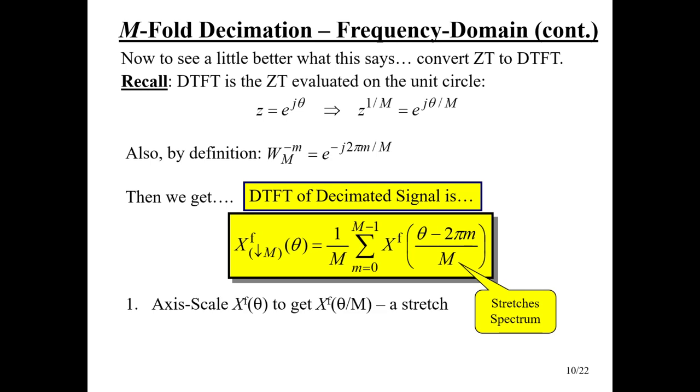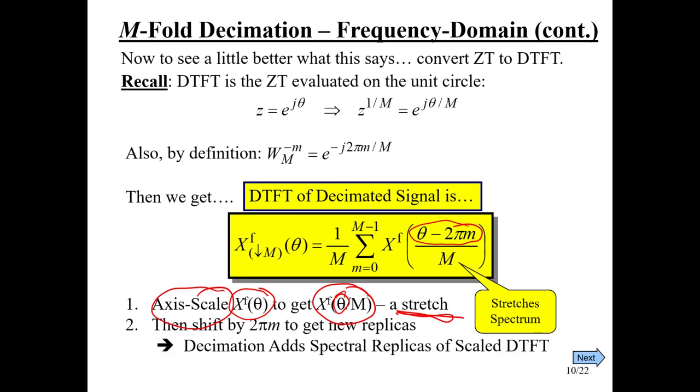So that's the idea. Here's how we think about this. We take X^F of theta and we axis scale it. That's the stretch to give this. And then we take the theta here and replace it by that. That's the shift. So we shift by 2 pi m to get new replicas. And so, no surprise, decimation adds some additional spectral replicas, but of an axis-scaled version of the DTFT. So that makes complete sense.